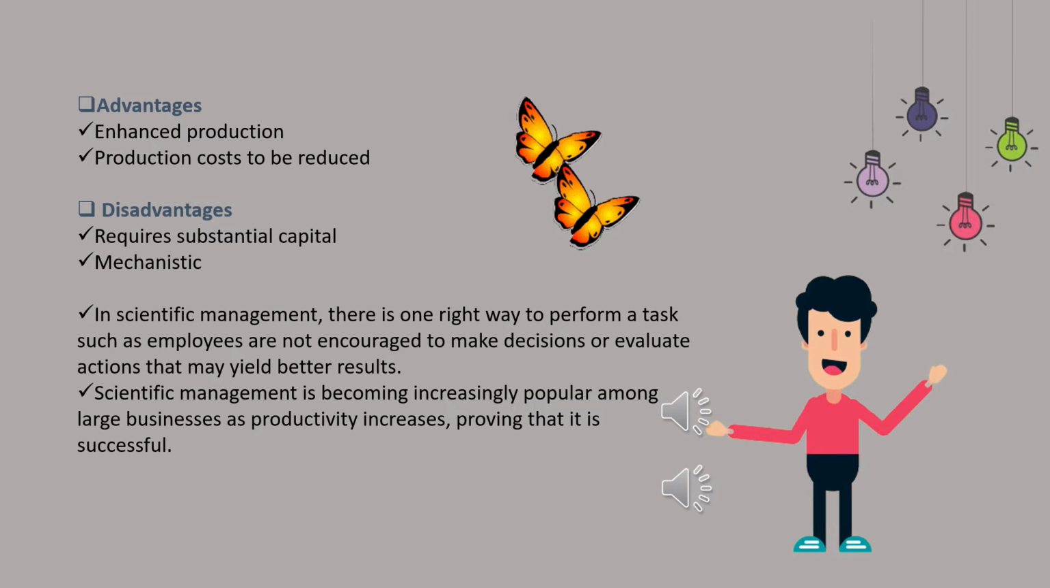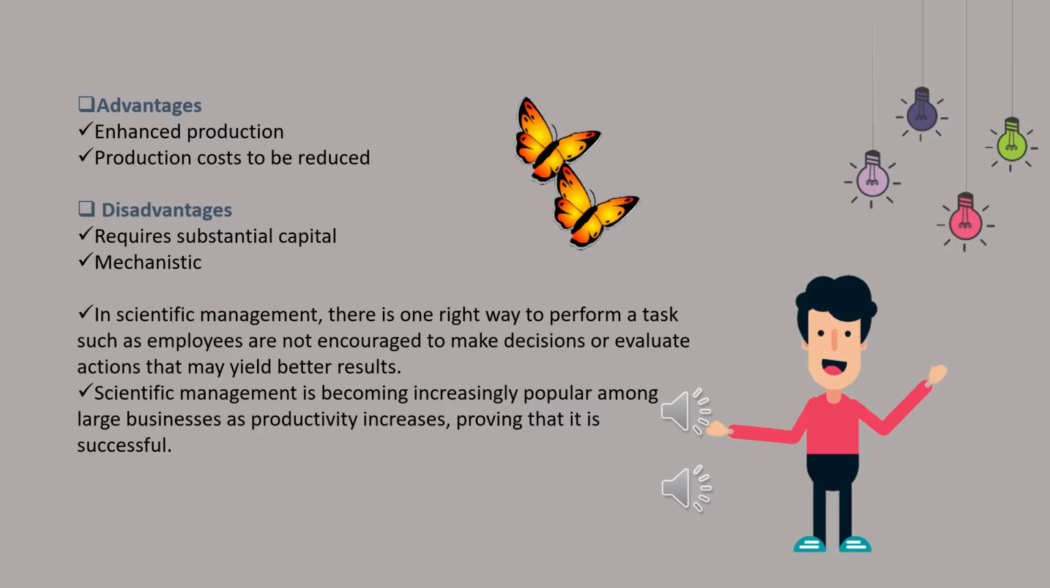The advantage of scientific management theory is enhanced production. Scientific management theory is responsible for increasing production because it focuses on continuous improvement in business operations. Next, it allows production costs to be reduced. Mechanization and use of the latest technology in production could increase productivity. As there is an increase in large-scale production, there is a decrease in per unit production cost.